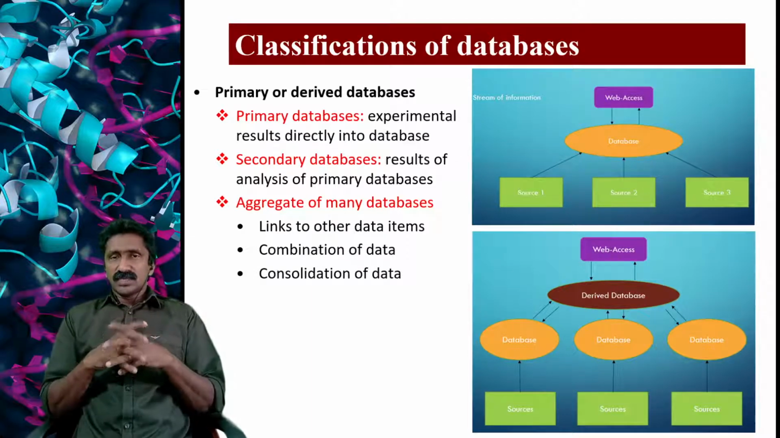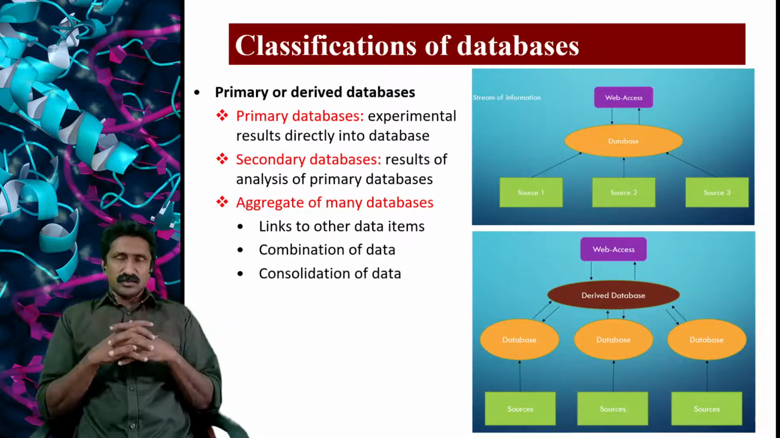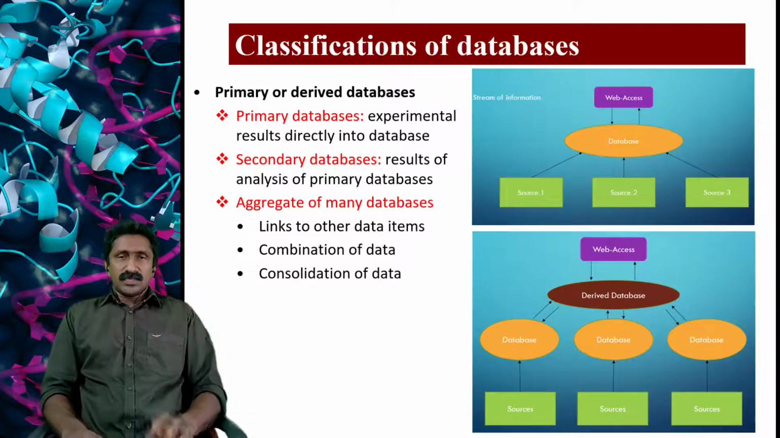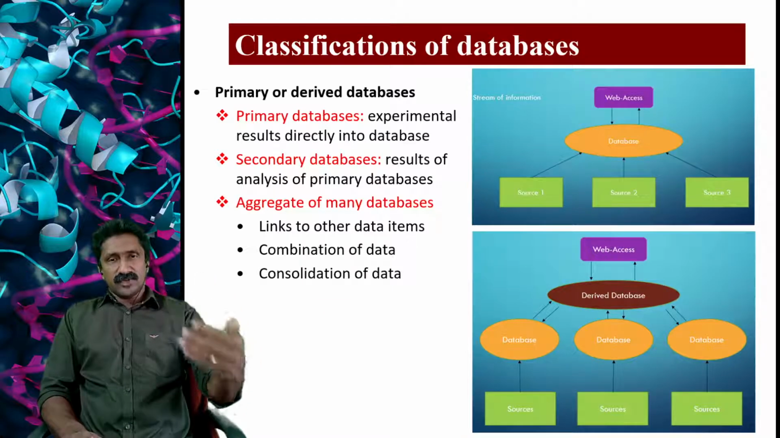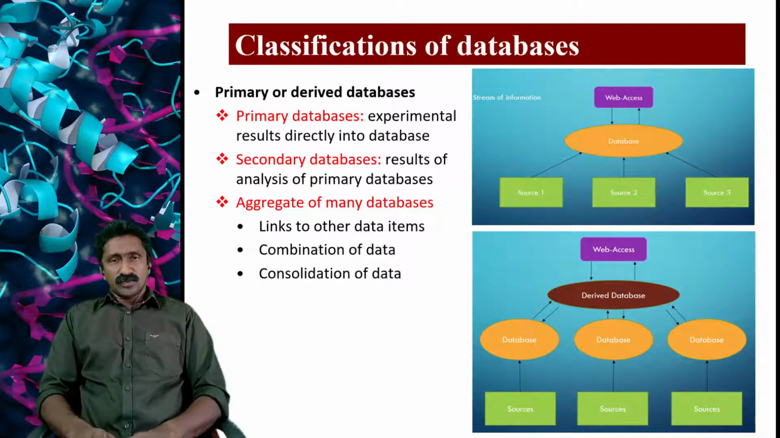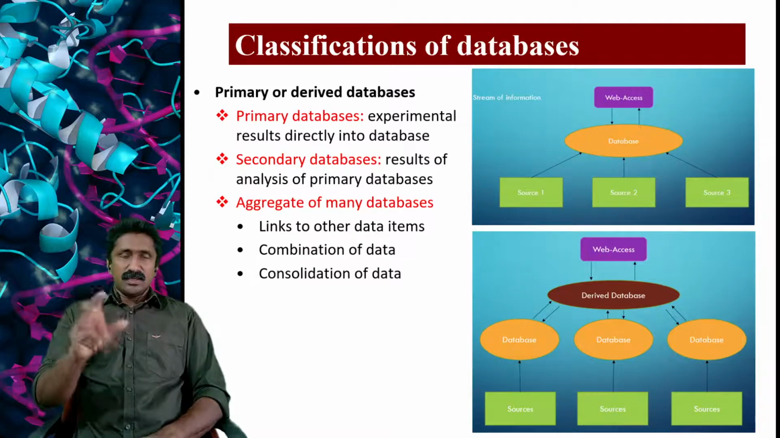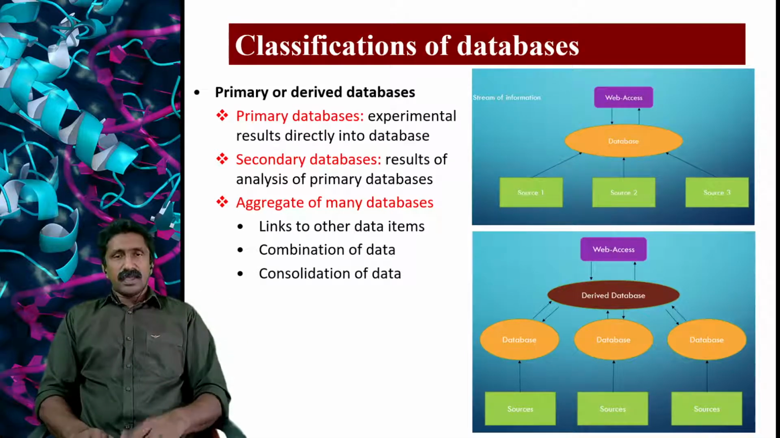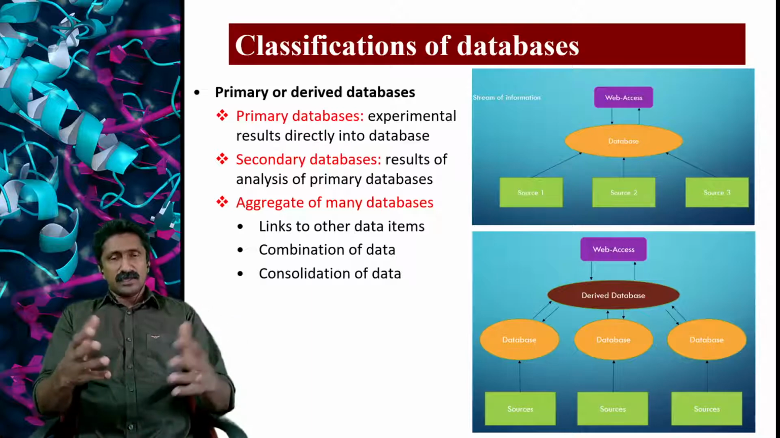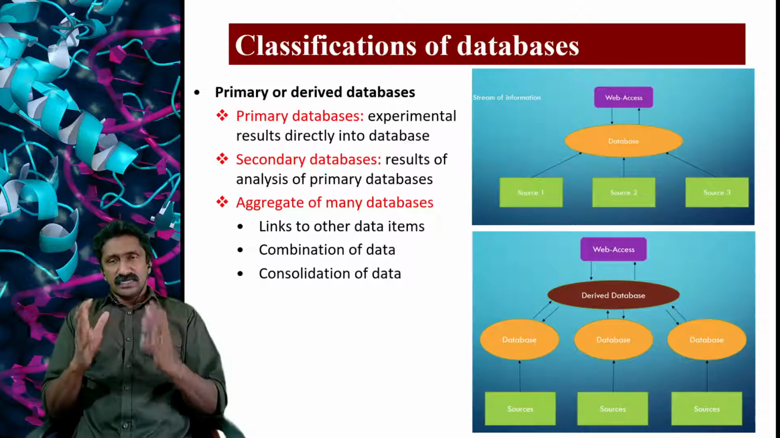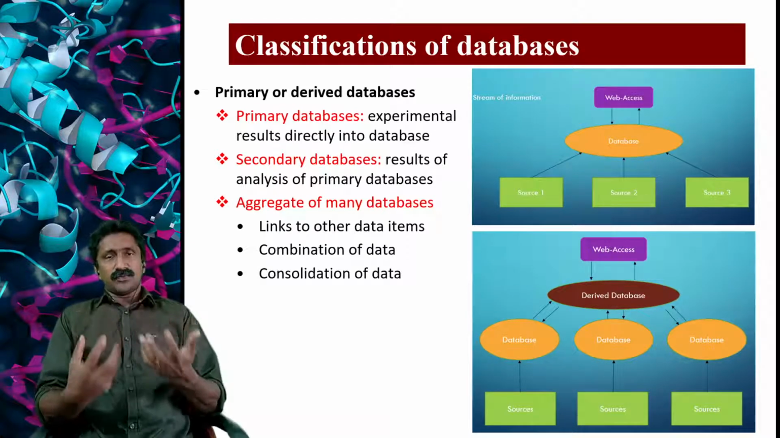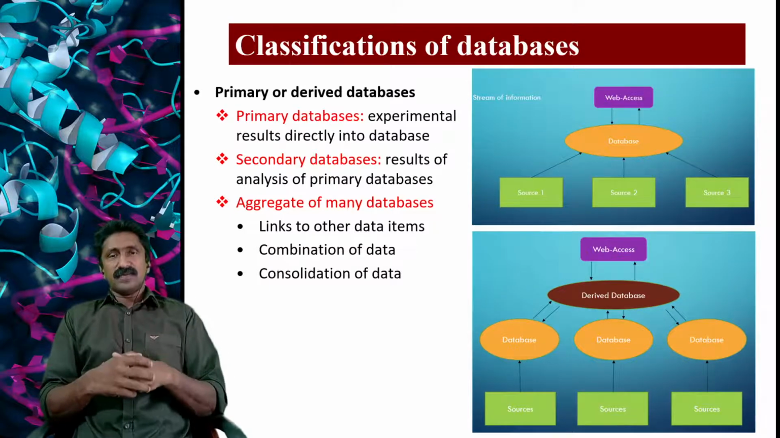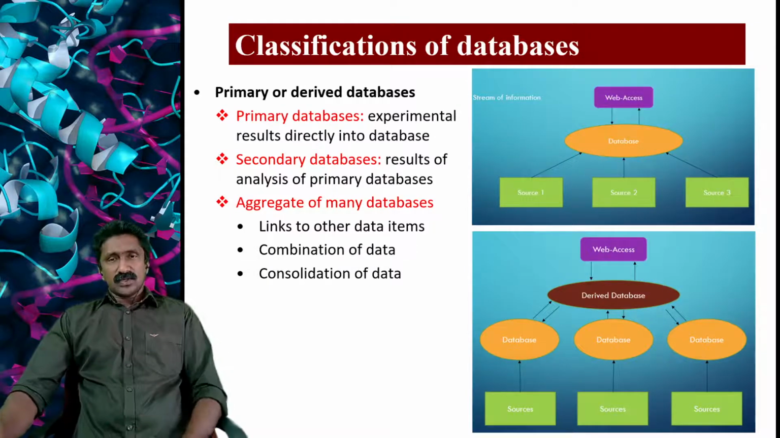Primary databases store the results of direct experimental output. For example, you perform your own laboratory experiment and determine the structure of a protein. You sequenced a protein or a DNA fragment, and that is a direct experimental output of your research, and that can be given as an input to, for example, GenBank or the Protein Data Bank. That type of database, where the actual experimental input from different sources is received, is known as a primary database. In the picture, you can see that there are different sources.